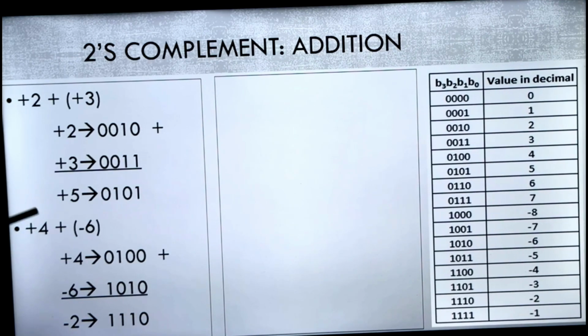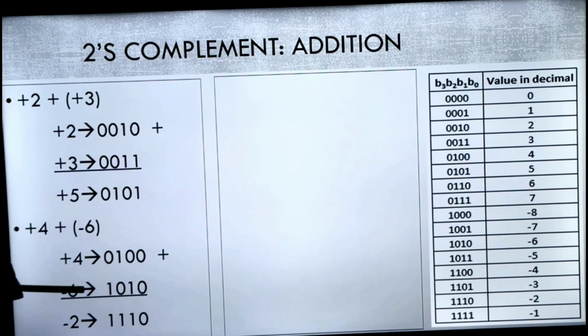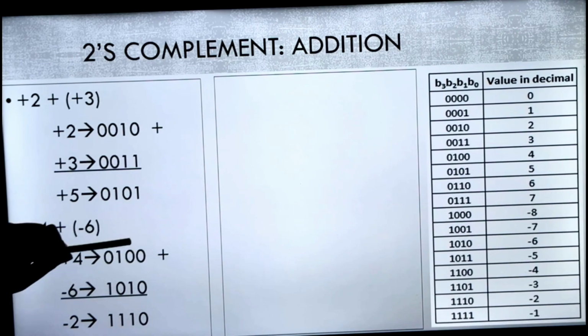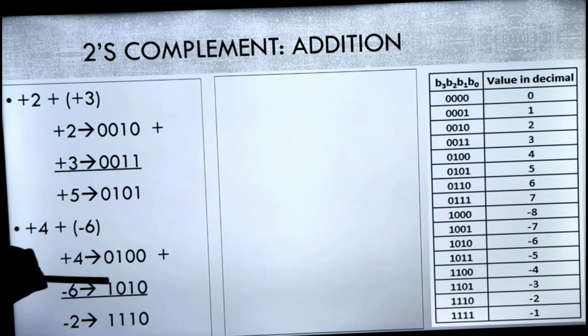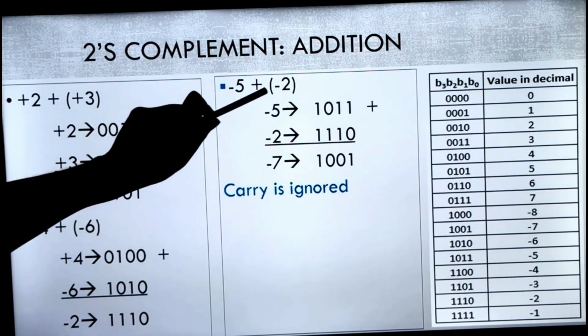How to do that? Same thing. Plus 4, we know how to represent plus 4 in 2's complement. We know how to represent minus 6 in 2's complement. Then add bit wise like this. Fine. Next, minus 5 plus minus 2.